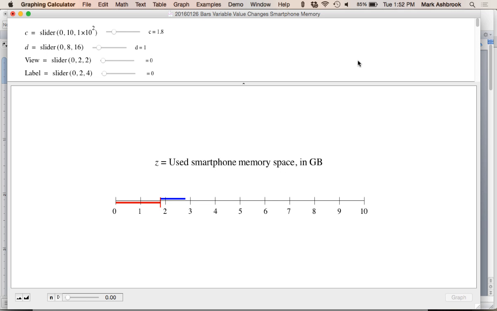Okay, let me give you a hint. Here's a hint. One of them represents z. Keep going. Right. One of those bars represents the variable z, and the other does not.